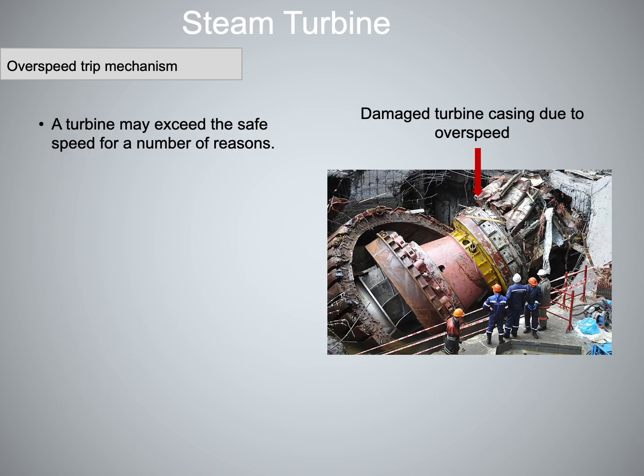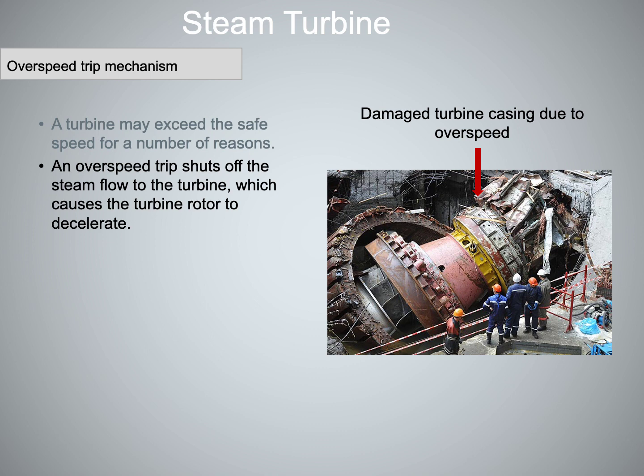A turbine may exceed the safe speed for a number of reasons, such as damaged turbine casing due to overspeed. An overspeed trip shuts off the steam flow to the turbine, which causes the turbine rotor to decelerate.